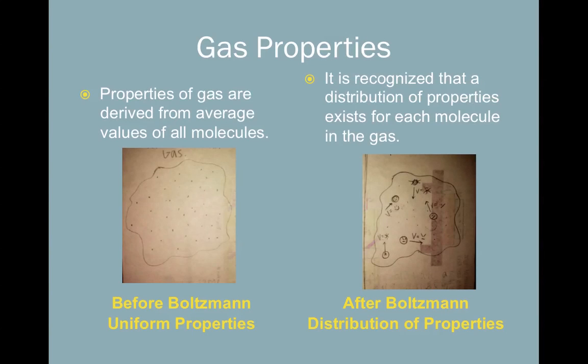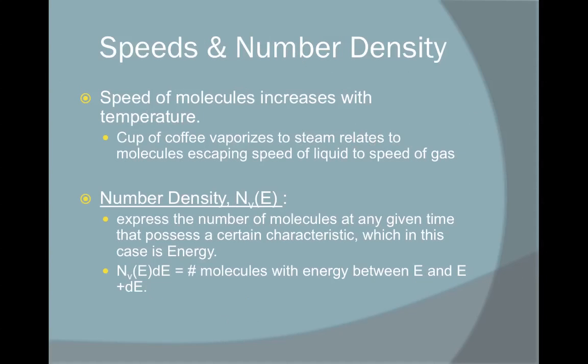So, up to this point in our discussion of gases and their properties, we have only considered the average values for all molecules to be the values for the gas. For example, we've considered the velocity of a gas to be the average velocity of all the molecules in the gas. But in reality, we have to take into account that a distribution of speeds and energies exists among molecules, so not all molecules travel at that same average velocity. Some of them travel faster and some of them travel slower.